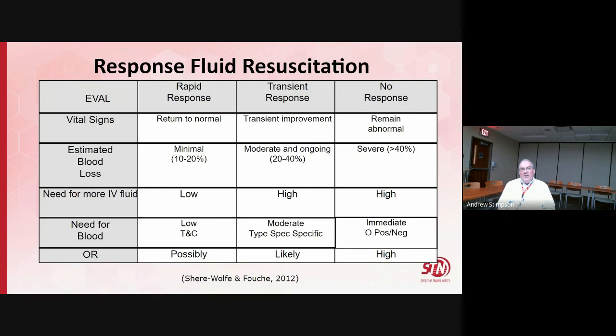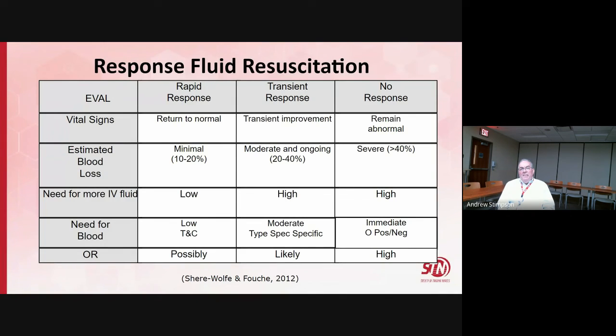The second category of patients are the transient responders. You give them a bolus of fluid, their blood pressure improves, their heart rate goes down, but then over the next 15, 20, 30 minutes, their blood pressure starts to decline again. They're very likely to need more fluid. On some of those, we'll switch to blood products if we have not. We rule out injuries, and we'll go from there.